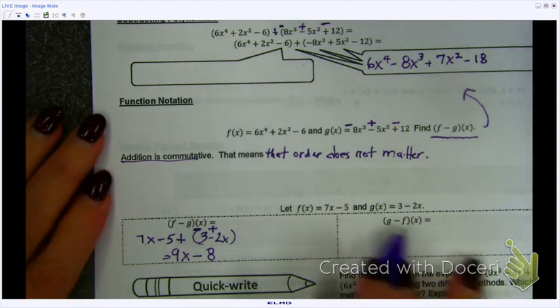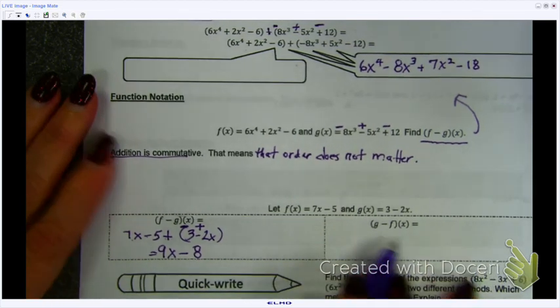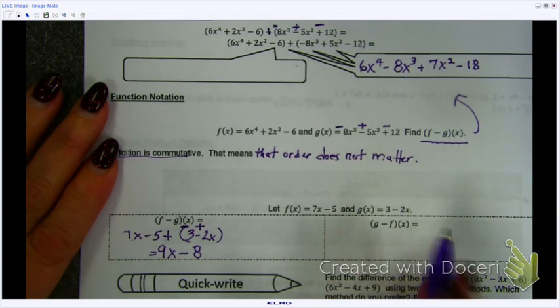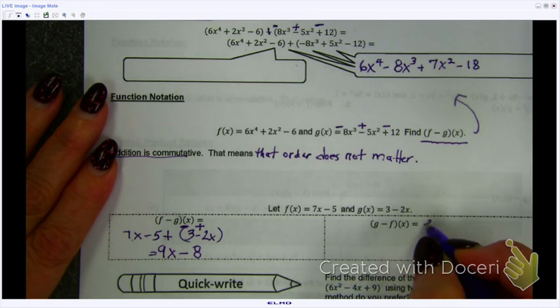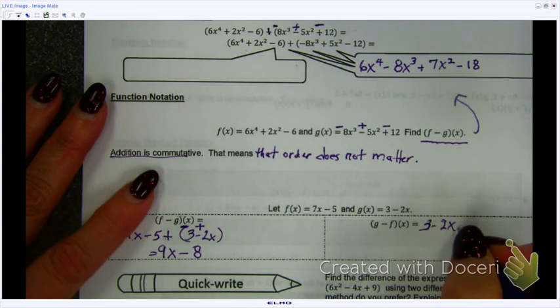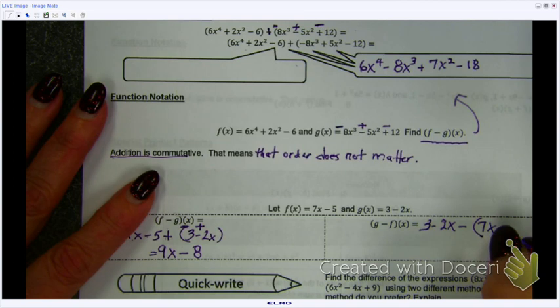Notice that we've switched it. In the next problem, it is now g minus f. So we have g minus f, g is 3 minus 2x, but I'm subtracting f, which is 7x minus 5.